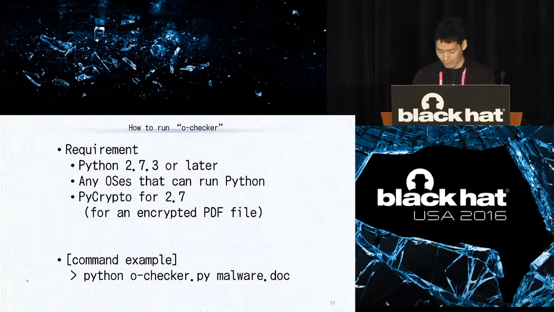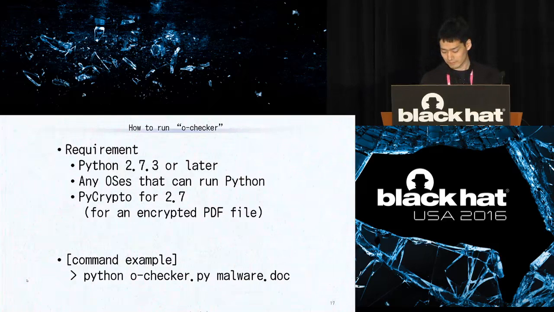Now, I'm going to briefly show you how to use OChecker. OChecker requires Python. So, OChecker can run on any OS as long as Python is installed. Usually, no additional package is necessary to run OChecker. However, if you'd like to analyze an encrypted PDF file, PyCrypt is required to deal with encryption in the PDF file.